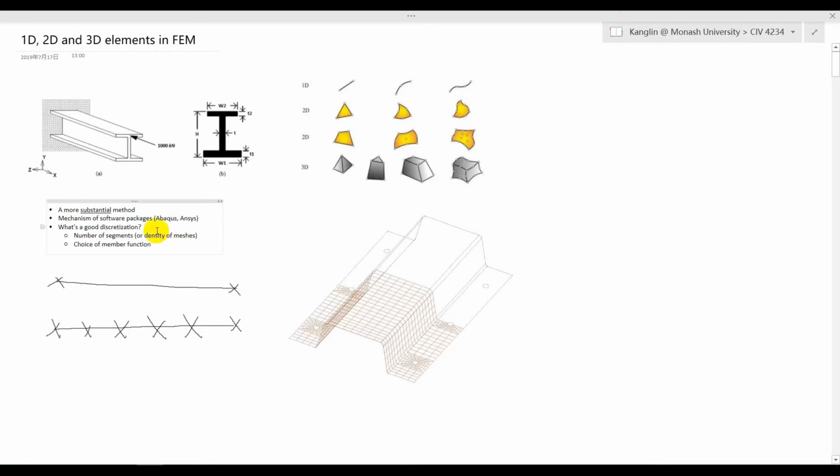In this course, you're going to learn what a good discretization is, which is just a fancy word to describe how to divide those elements. The first important thing you're going to know is how many segments are enough. Then you're going to learn how to make a good choice of member function. The member function we're talking about here is related to the element directly. What you can see here, like 1D and 2D, those edges are functions. In this course, you're going to perform hand calculations of 1D and 2D elements. For 3D elements, we're going to leave it to the computers.